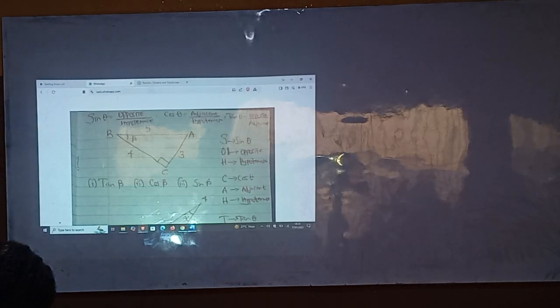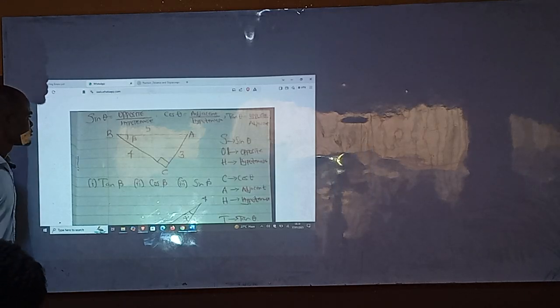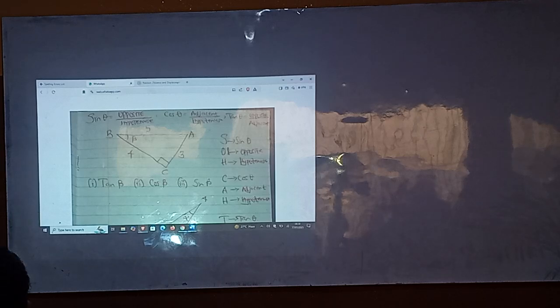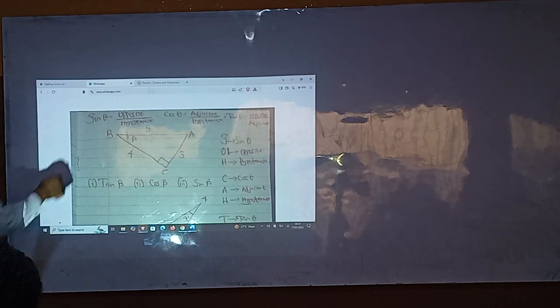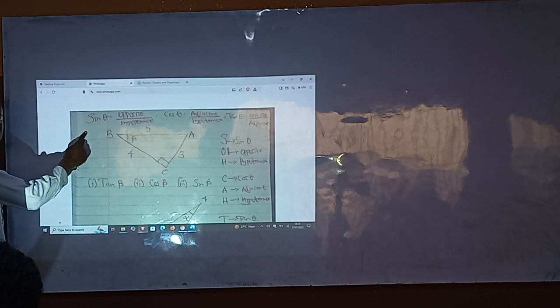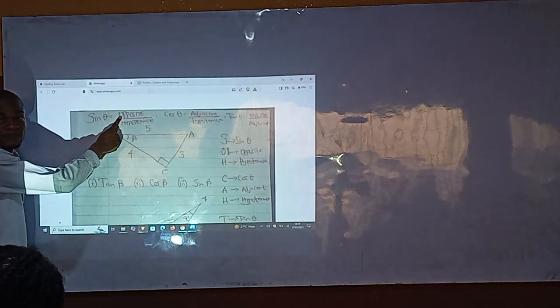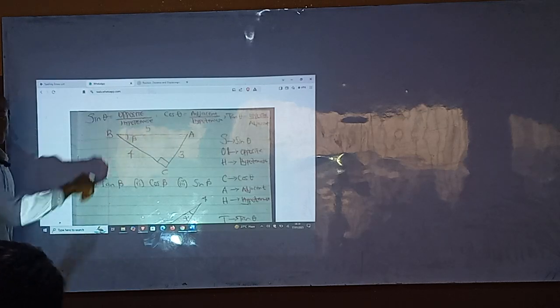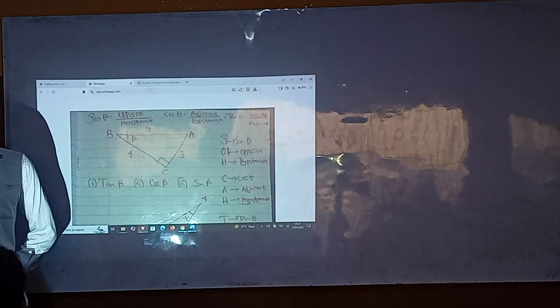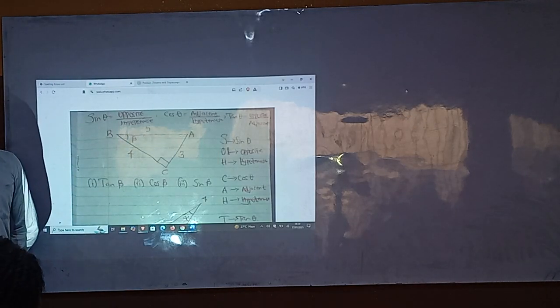Let's repeat. Sine theta is S. This first letter is S. We use O to represent the first letter here, H to represent the first letter here. So SOH, that's "soh".